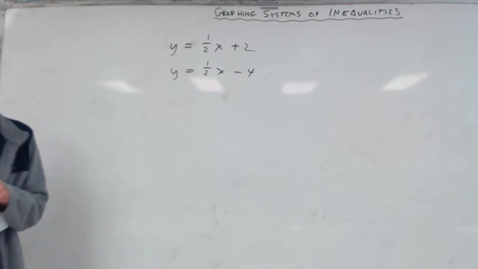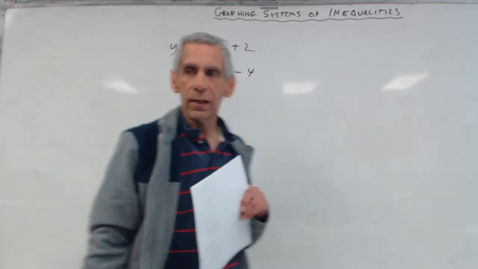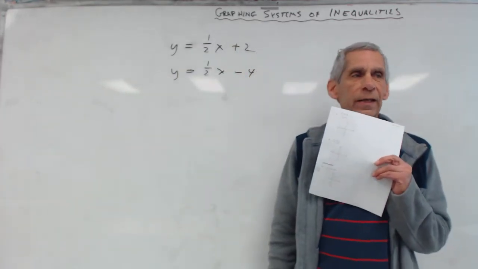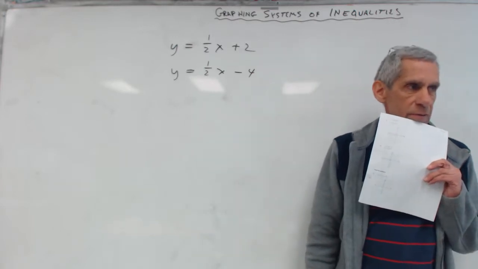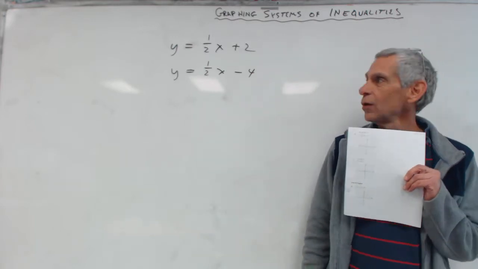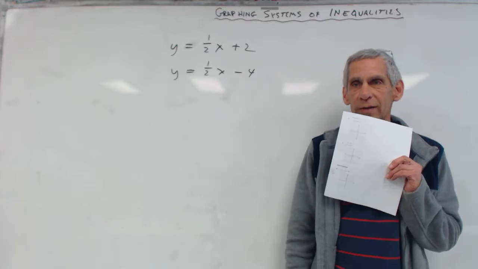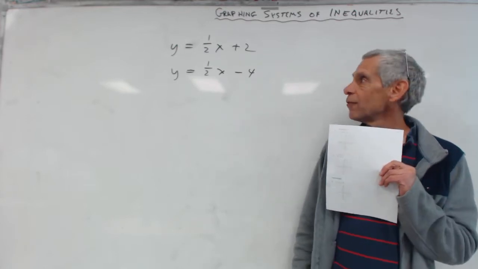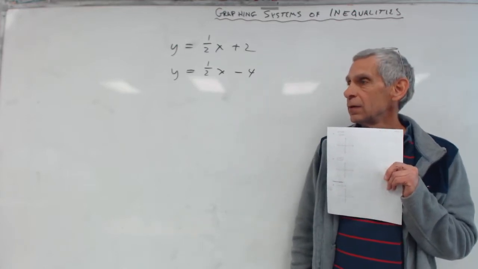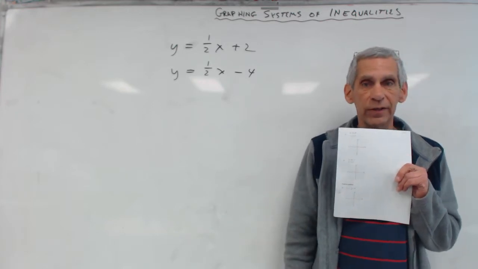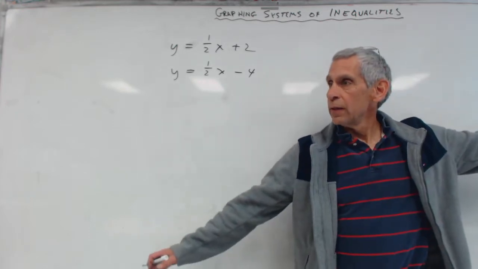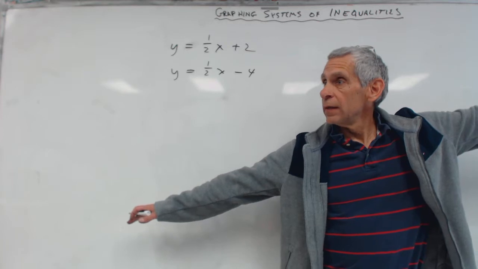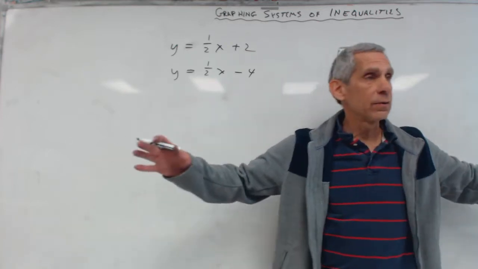What will the solution be? What do you immediately notice that's the same about those two equations? They both have 1/2. What is the 1/2? Rise over run. Rise over run is called the slope. They are parallel.